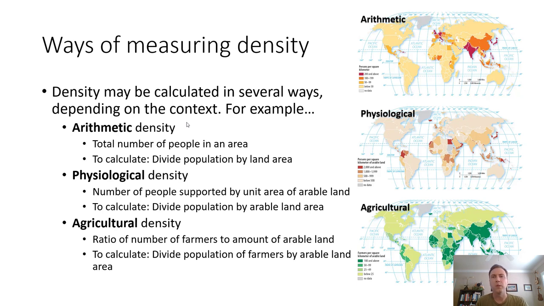All right, so when it comes to measuring density on the landscape, there are actually at least three different ways of doing that. You're not limited to just simply arithmetic, which is the first one here. Arithmetic density is total number of people divided by some area. Okay, the map here on the right is persons per square kilometer, and that's on the national level. Other ways of measuring density might be physiological density. Physiological density is the number of people supported by unit of arable land. So you're going to get a really different outlook if you compare these two, arithmetic versus physiological, because the denominator in this case is arable land instead of total land.